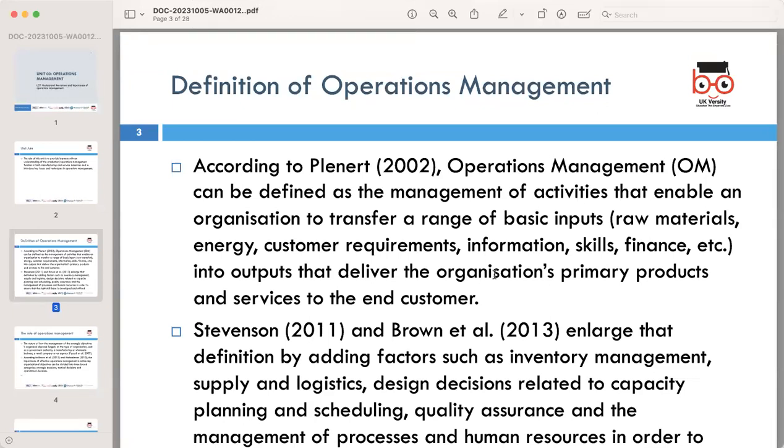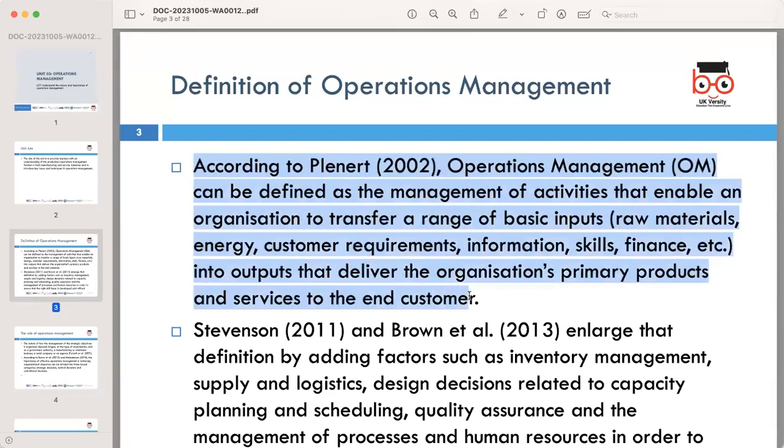Here I just need a little bit more explanation. Suppose this is the writing of this guy, Planner. We are going to write the same words. So according to Planner, 2002, we will write in quotation marks the same words: operation management can be defined as the management of activities that enable an organization to transform a range of basic inputs. Yes, you have to write it the same as it is if you are quoting his reference or his definition, if you are writing his words.